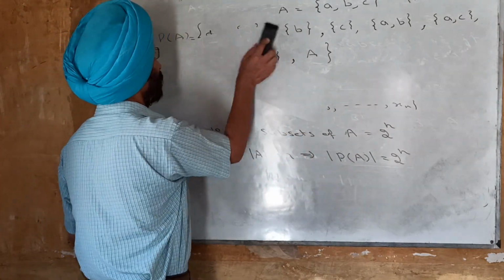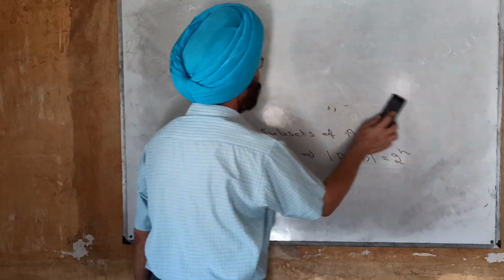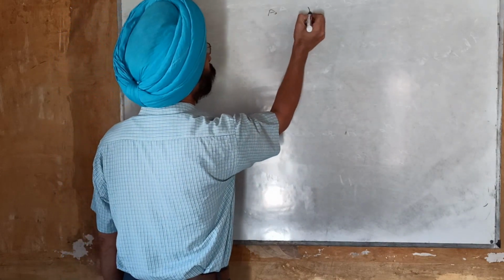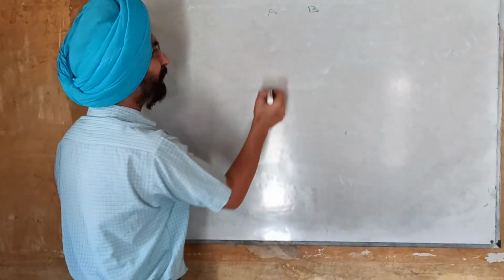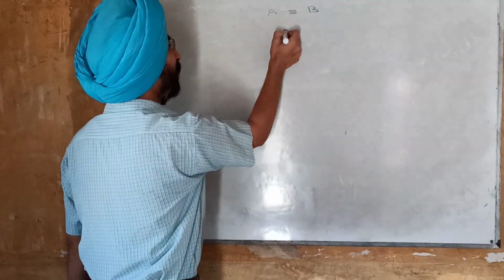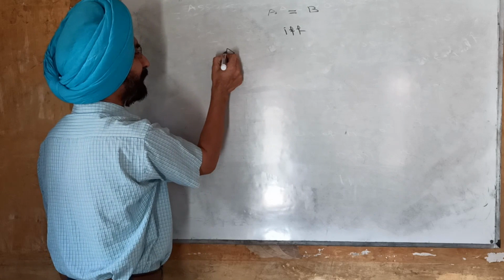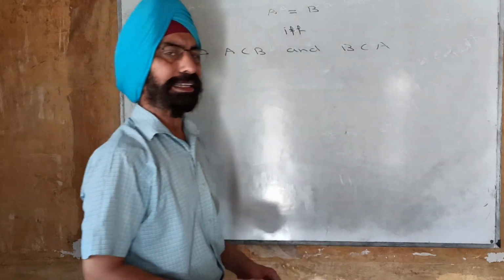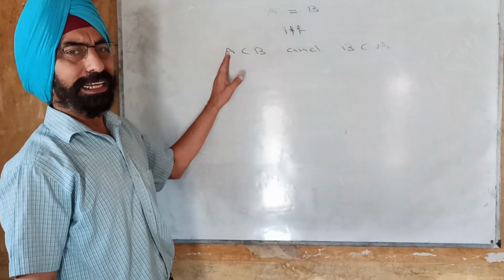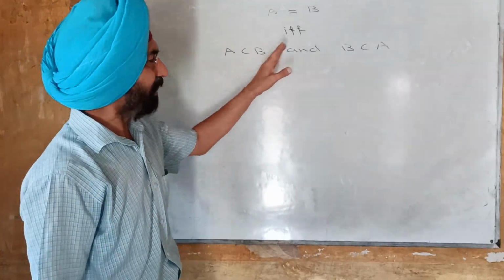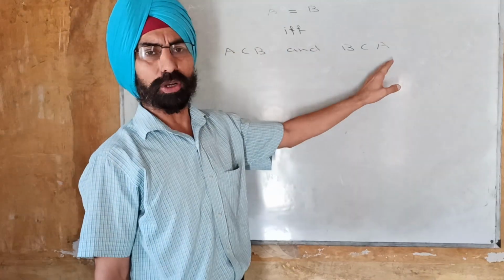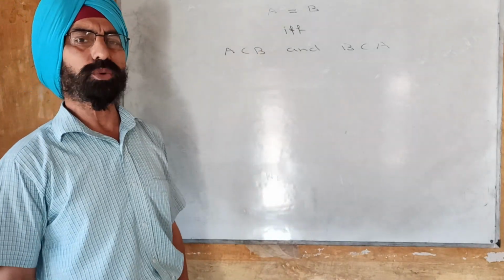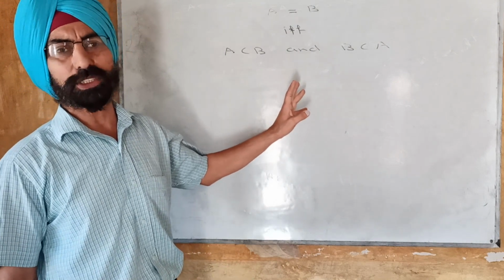Now, another thing, when two sets are said to be equal. Suppose A and B are two sets, then A will be equal to B if and only if A is a subset of B and B is also a subset of A. That means every element of A is also a member of B and every element of B is also a member of A. In that case, we will say that the sets A and B are equal. In fact, this is the method to prove the two sets to be equal.